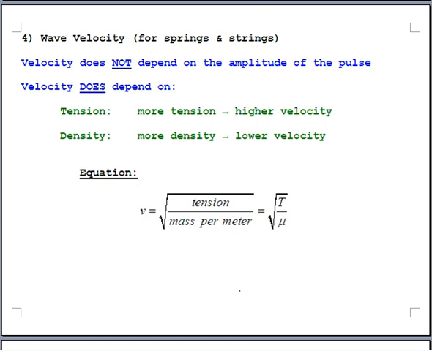The equation looks like this. Velocity is equal to the square root of tension. And I know there's another capital T that's kind of confusing because we just talked about capital T as period. But I'm not going to mix a period question into a question like this for you. I'll keep them both separate. It's root tension divided by mass per meter.